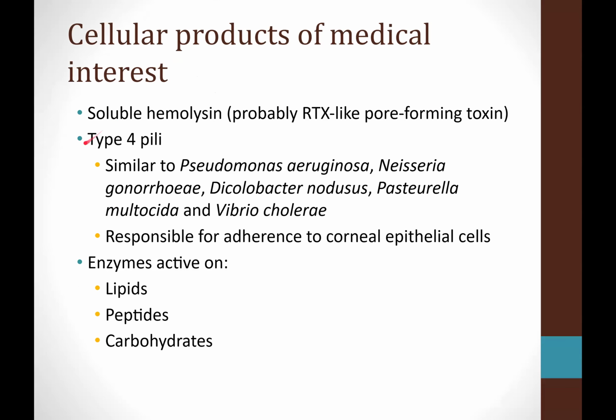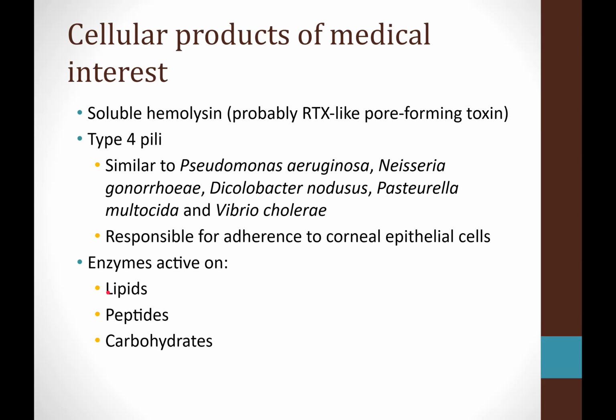The bacteria produces a hemolysin, and it also has type 4 pili. This type 4 pili is responsible for the adherence of the bacteria to corneal epithelial cells. So if you remember the histology of the eye, the cornea is covered by epithelial cells, and this is where your bacteria will adhere to or bind to. And the type 4 pili is very similar to other bacteria such as Pseudomonas aeruginosa, Neisseria, Dichelobacter, Pasteurella, and Vibrio cholerae.